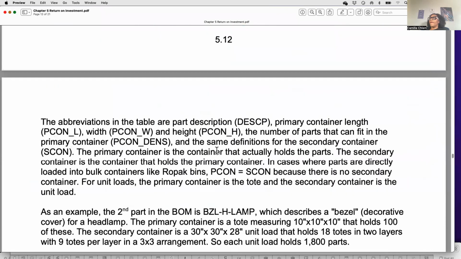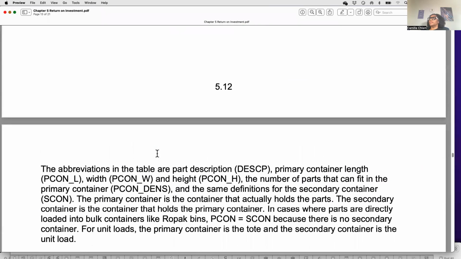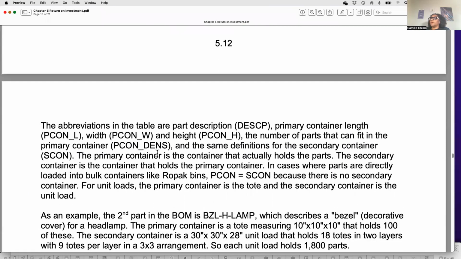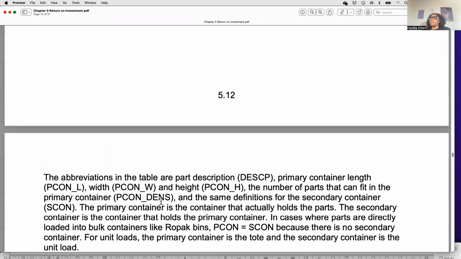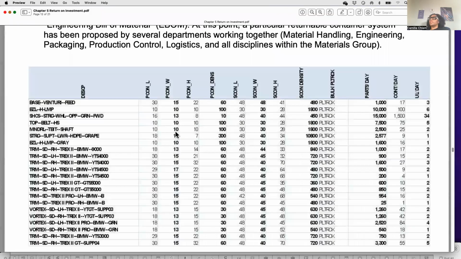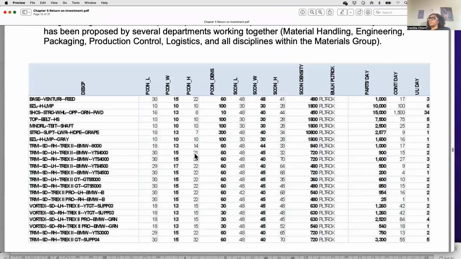Let's see. And then you also have in here, okay, so this is what I was saying. The secondary container is a container that holds the primary container. But in cases where parts are directly loaded into containers like roll packs, the primary container equals the secondary container, which is what I was trying to see if any of them match. I don't see any here. So this tells me, that's what I'm saying, these look like they're all maybe totes.